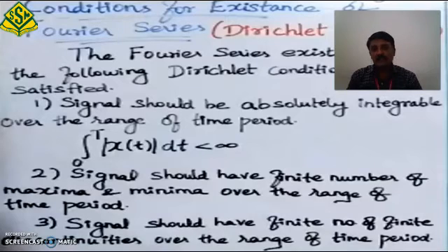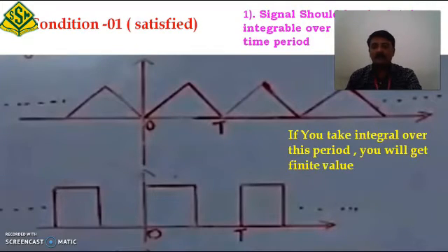We have three conditions. The signal should be absolutely integrable over the period of time, denoted by the integral from 0 to T of the absolute value of x of t dt less than infinity. The signal should have a finite number of maxima and minima over the range of the time period. And finally, the signal should have a finite number of discontinuities over the range of the time period. Here they have mentioned over the range of the time period, which means it is a periodic signal. Please understand. We'll quickly go through an example, to see whether the conditions are satisfied or not.